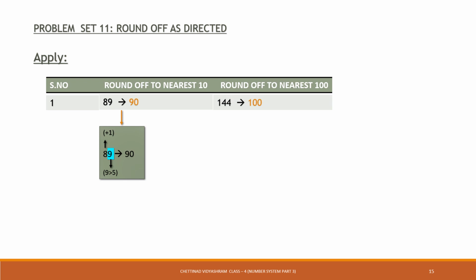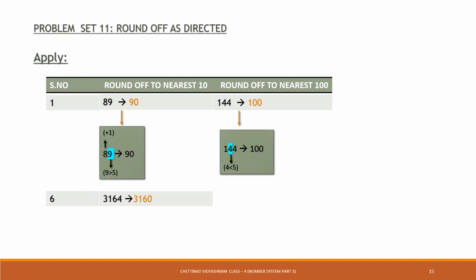Now 144 rounded off to the nearest 100 is 100. Let's see how it is 100. If it is rounding off to the nearest 100, we have to look at the number in the tens place. Here the number in the tens place is 4, which is less than 5. So the numbers in the ones and tens places become 0 and the hundreds place will remain the same. Here the number in the hundreds place is 1. So rounding off 144 to the nearest 100 is 100.